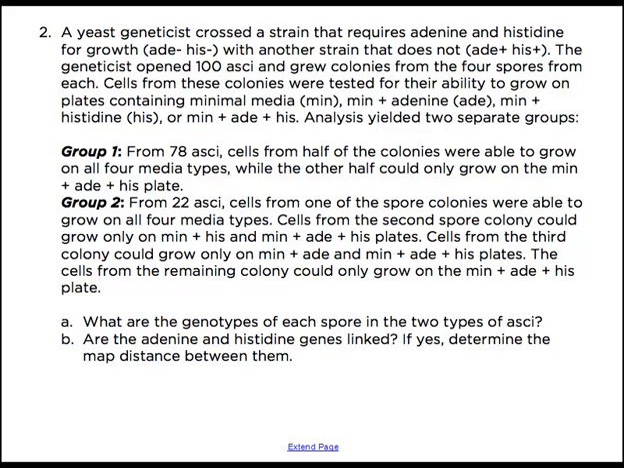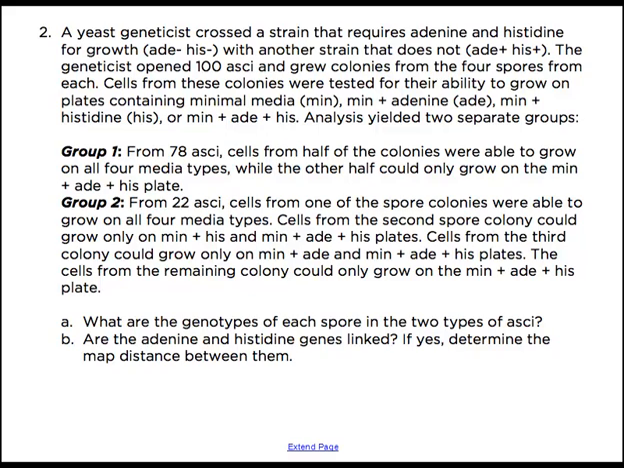Analysis yielded 2 separate groups. So group 1, from 78 of these asci, cells from half of the colonies were able to grow on all 4 media types, but the other half could only grow on the minimal media plus adenine plus histidine plate. From group 2, these were from 22 asci, and cells from one of the spore colonies were able to grow on all 4 media types.